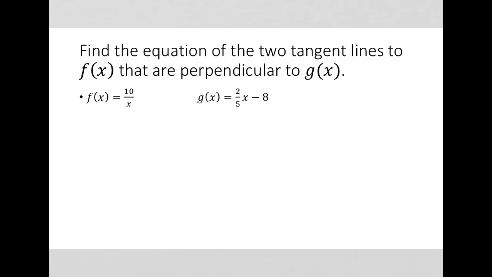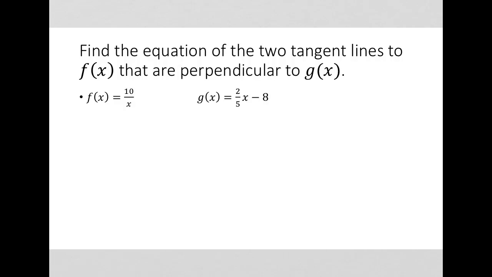So let's do this one last problem real quick. Find the equation of the two tangent lines to f of x that are perpendicular to g of x. After we do this one, we can all go to sleep, because it's super late, at least for me, but I don't even know when you'll be watching this. It might be sunny outside, hopefully.